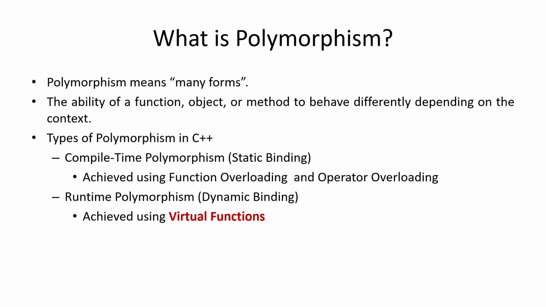What is polymorphism? Polymorphism means many forms. It refers to the ability of a function or object to behave differently in different situations. In C++, polymorphism is of two types. First is compile time polymorphism, which is achieved using function overloading and operator overloading. Second is runtime polymorphism, which is achieved using virtual functions. Today, we will mainly focus on runtime polymorphism.